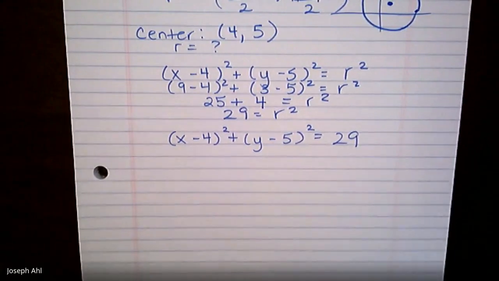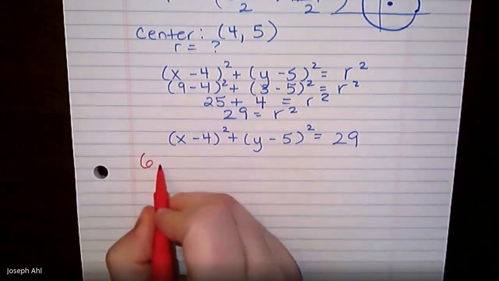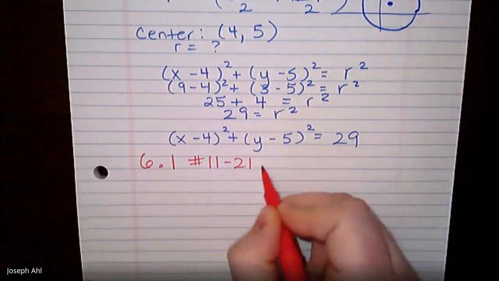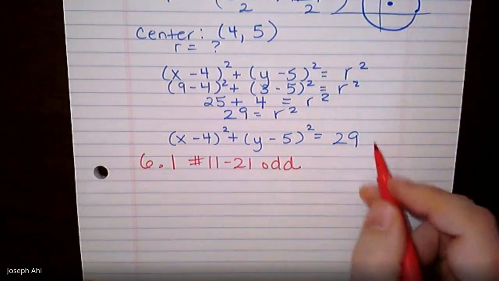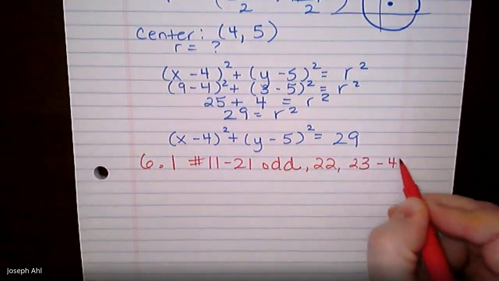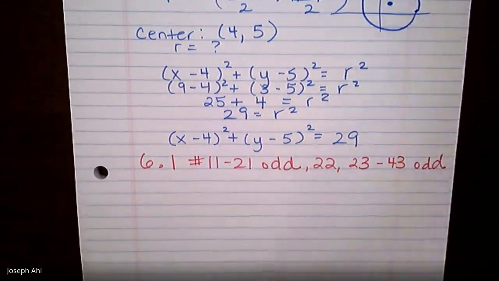Okay, so that brings us to some homework from the textbook. The homework for circles, which I hope goes pretty quickly for you, is section 6.1, numbers 11 to 21 odd, 22, and then 23 to 43 odd.